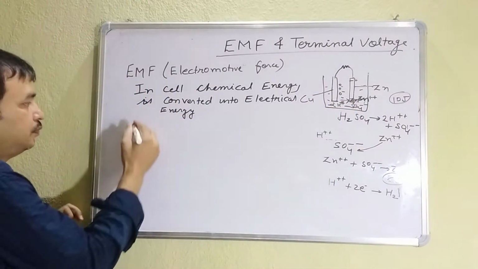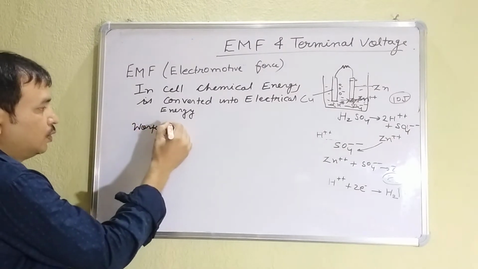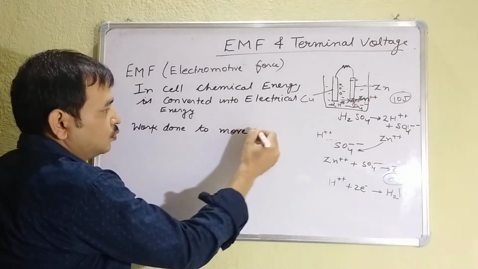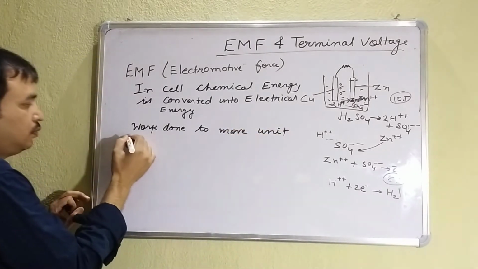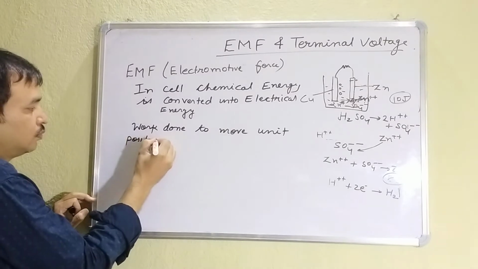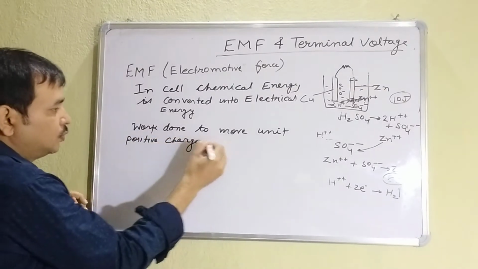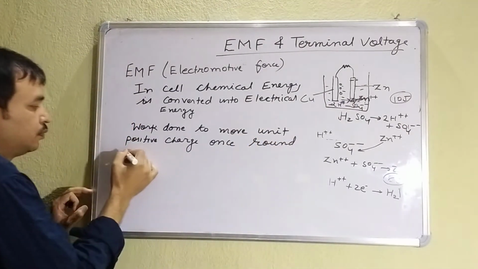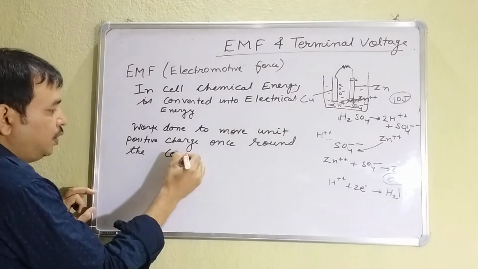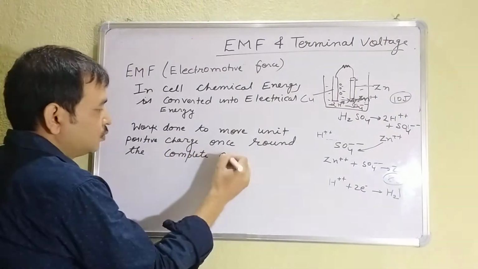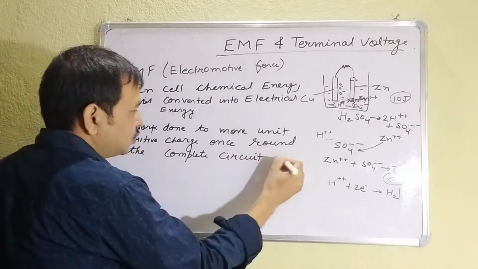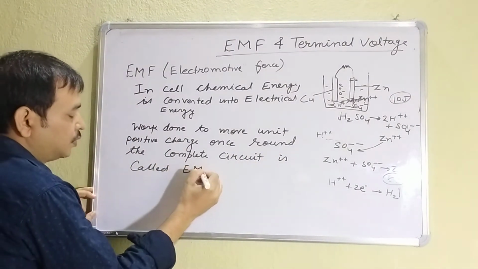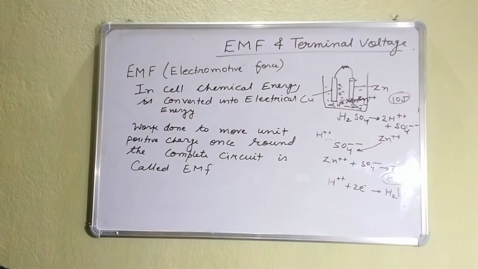So that work done to move unit positive charge once around the complete circuit is called EMF. This is the first definition.